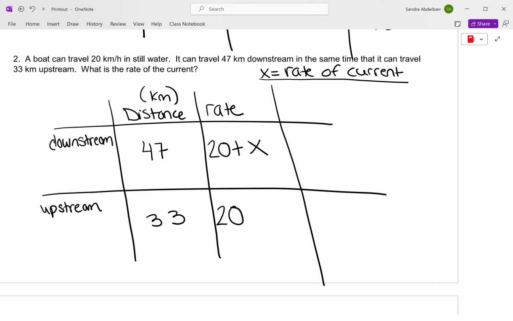But now upstream, you're still doing your 20 kilometers per hour, right? But now that current is not helping speed you up. What is that current doing? It's now slowing you down. So instead of adding x, what should I do? Subtract x.